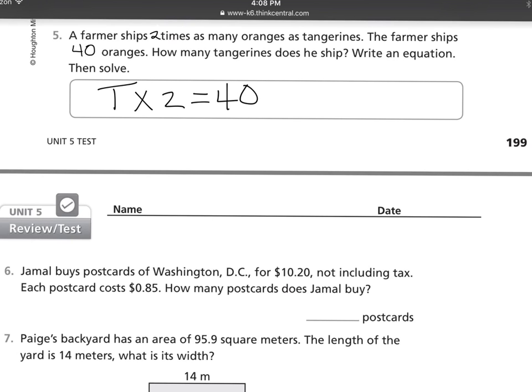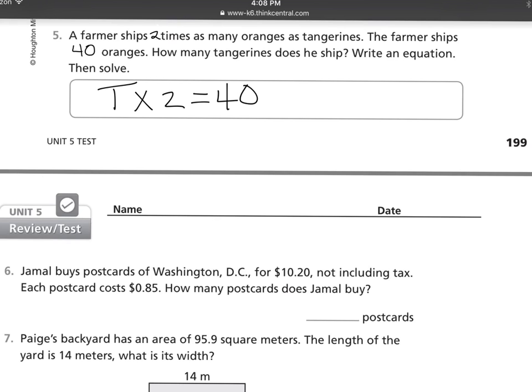So I know that if I knew how many tangerines he shipped, if I multiply that by 2, it will equal 40. I know that he shipped 40 oranges. So I know that 2 times the tangerines equals however many oranges, which is 40. How do I get t by itself?